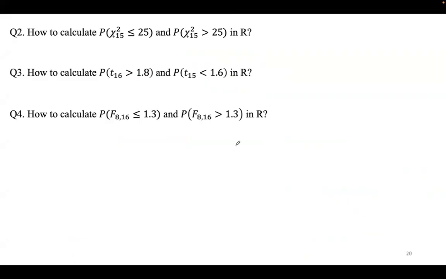Then these are some more questions that you have in your assignment this week. If you're asked how to calculate the probability, you see these are very similar questions. Chi-square with a degree of freedom 15, less than or equal to 25 or greater than 25 in R. So what's the formula that we're going to use?